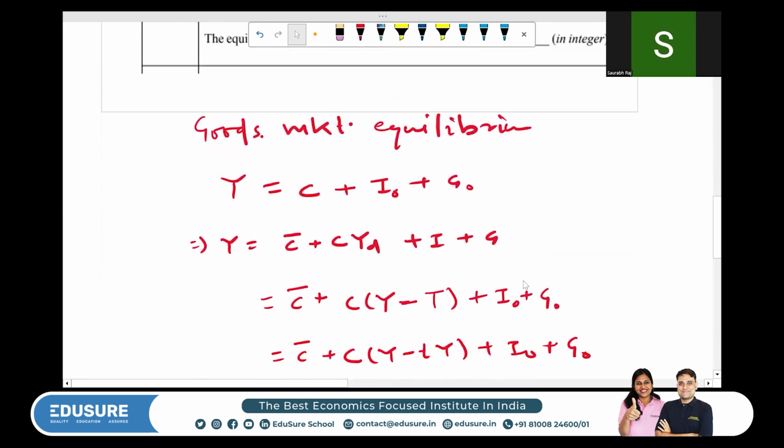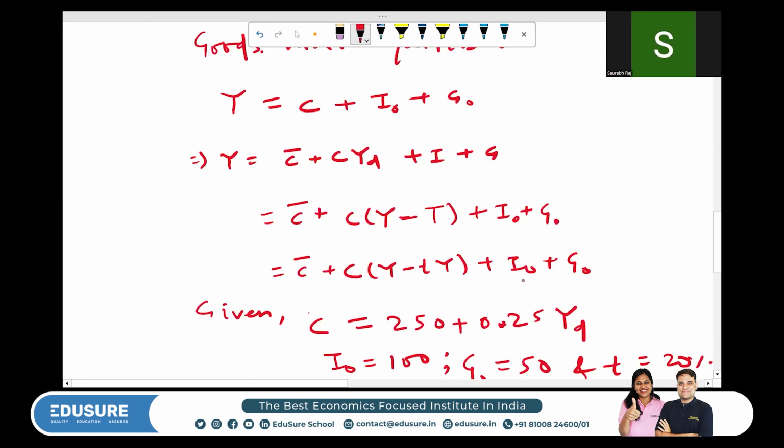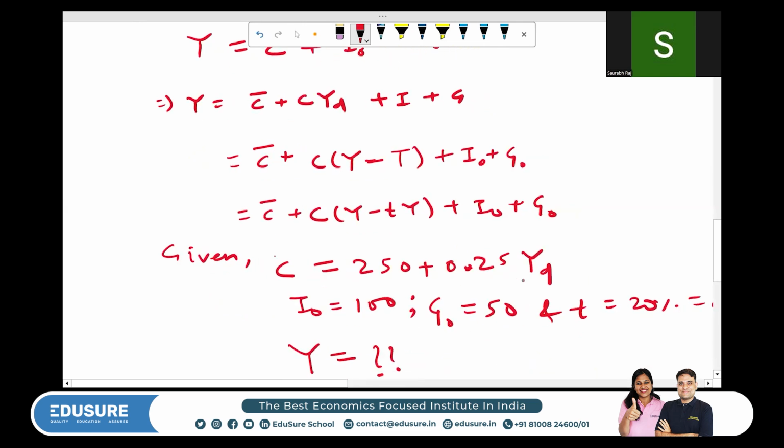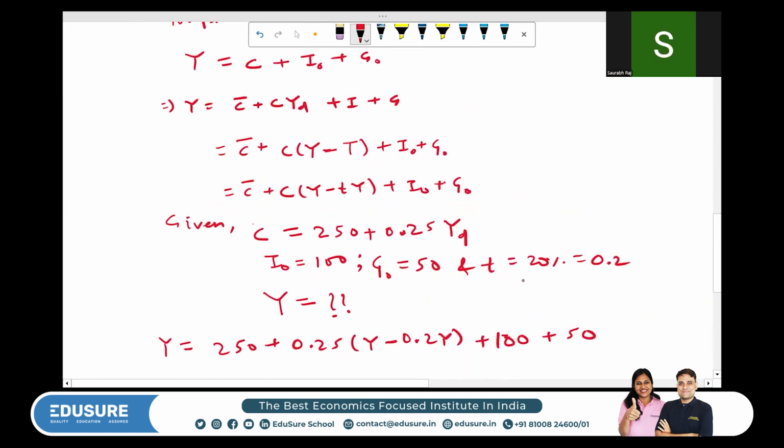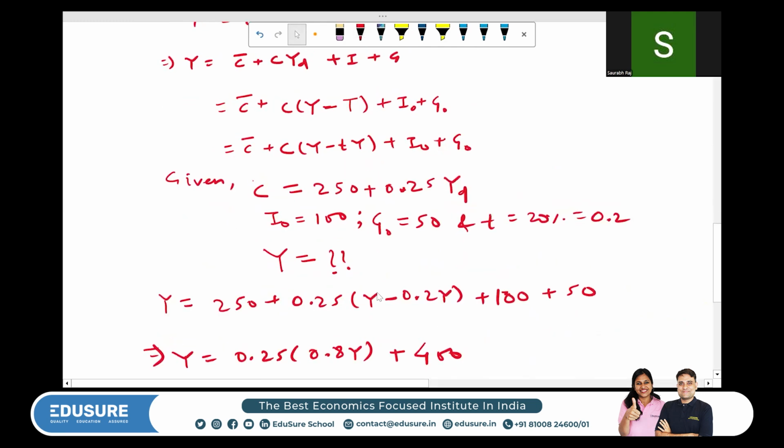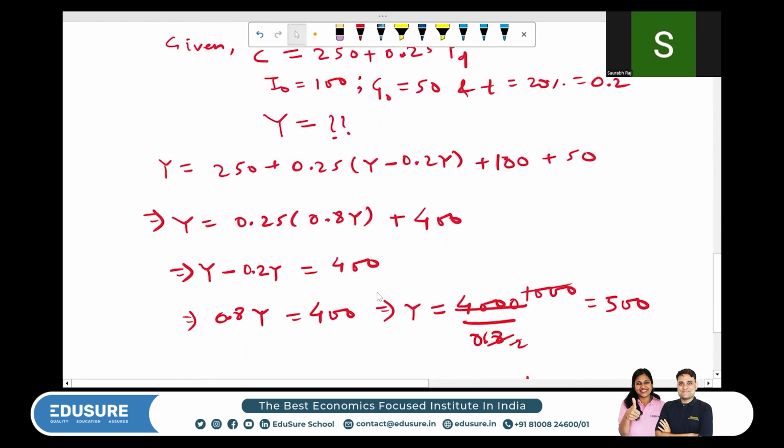We know the formula, and I have just used it. YD, the disposable income, can be broken down into Y minus T, where T is the aggregate tax, which is equal to tax rate into income. These things are already given in the question. C is given as 250 plus 0.25 YD, I naught is 100, government expenditure is 50, and the tax rate is 0.2. Now simply substituting these values in the above formula, you will be able to easily calculate the equilibrium level of income.